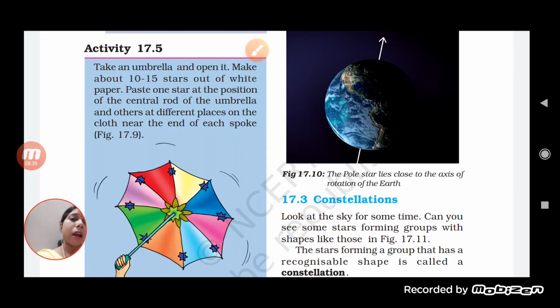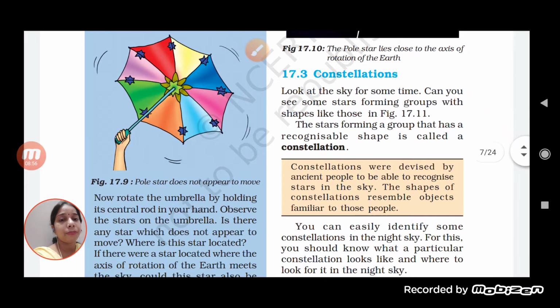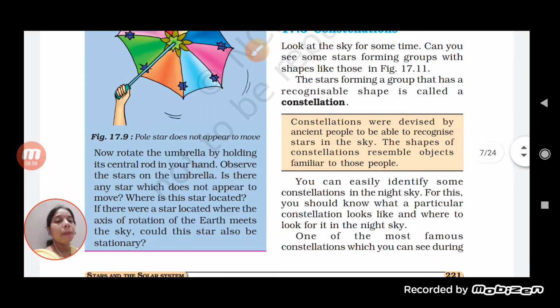Take an umbrella and open it. Make about 10 to 15 stars out of white paper. Paste one star at the position of the center rod of the umbrella and others at different places on the cloth near the end of each spoke. Rotate the umbrella by holding its center rod in your hand. Observe the stars on the umbrella. Is there any star which does not appear to move? Where is this star located?